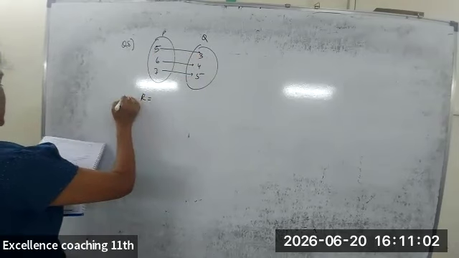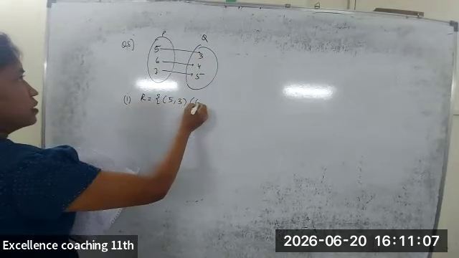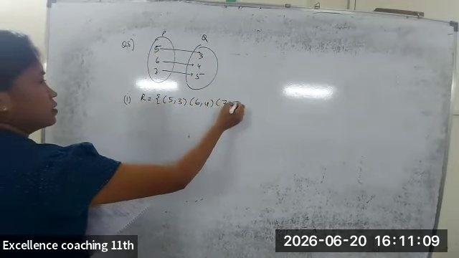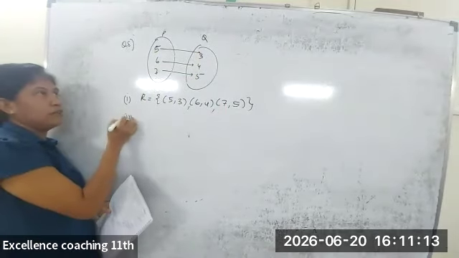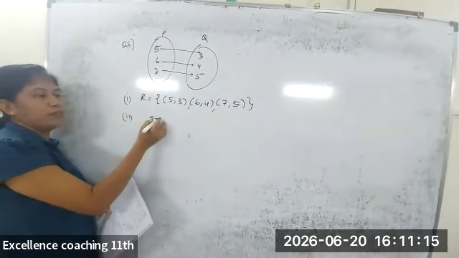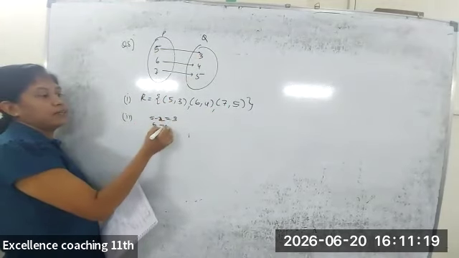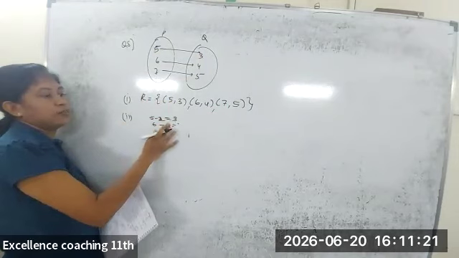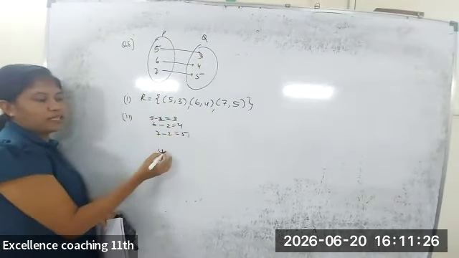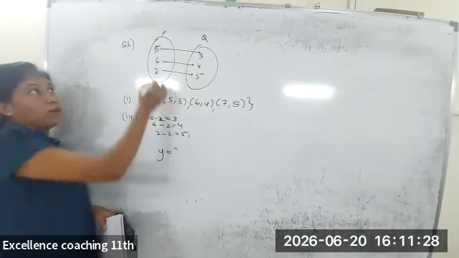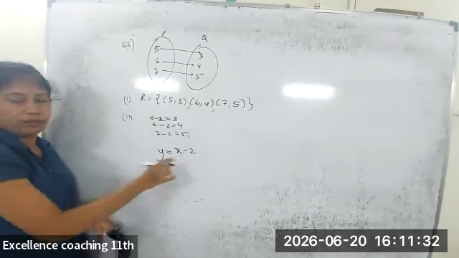The first one is roster form. Second one is set builder form. So you know that 5 minus 2 is 3, 6 minus 2 is 4, and 7 minus 2 is 5. So Y you have to write first. From x, how much are you minusing? This is the main formula. So now write.